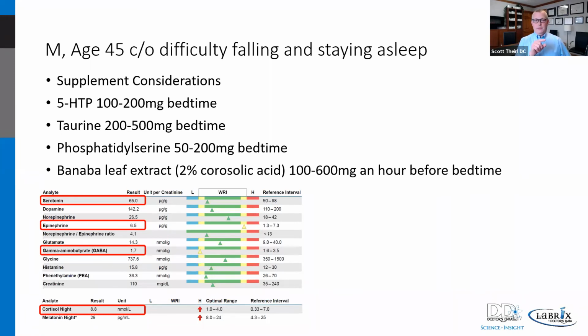If he were to be the person who said, once I'm asleep, I'm fine, I just can't fall asleep, you might change this protocol just a little bit and take these an hour or more before bedtime to start slowing the system down as you roll into the bedtime hour. But because he's the person who says falling asleep and staying asleep is kind of hard, just take them sometime an hour before bedtime and away we go. Hopefully that makes sense there.